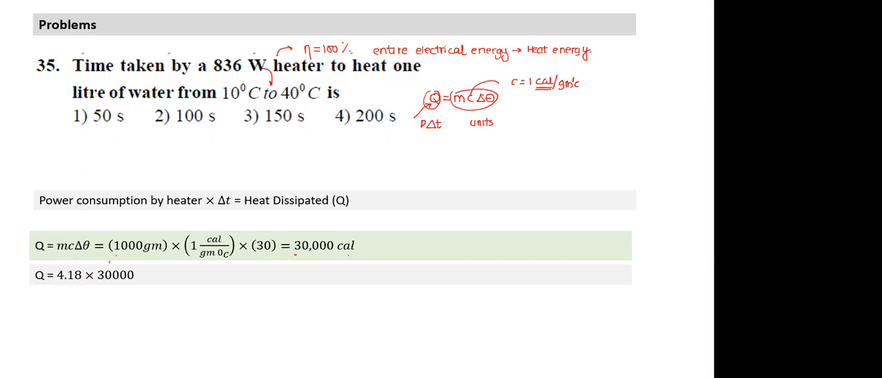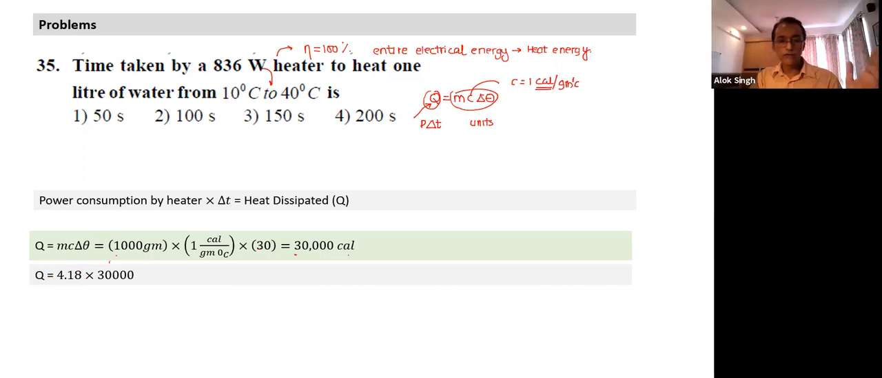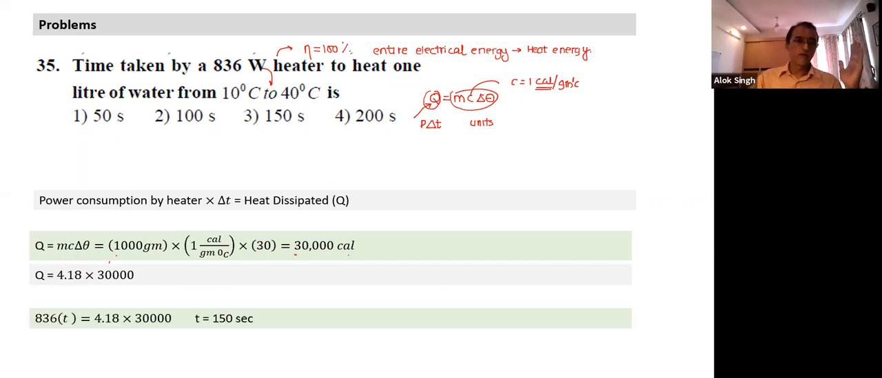This is the heat which needs to be supplied for raising the temperature of 1 kg of water from 10 degrees to 40 degrees. Now the power supply: this is in joules. Let's say the time taken is T in seconds. The heat supplied will be equal to 836 power into time T in seconds. This we equate, and we find T is equal to 150 seconds. Is this understood?